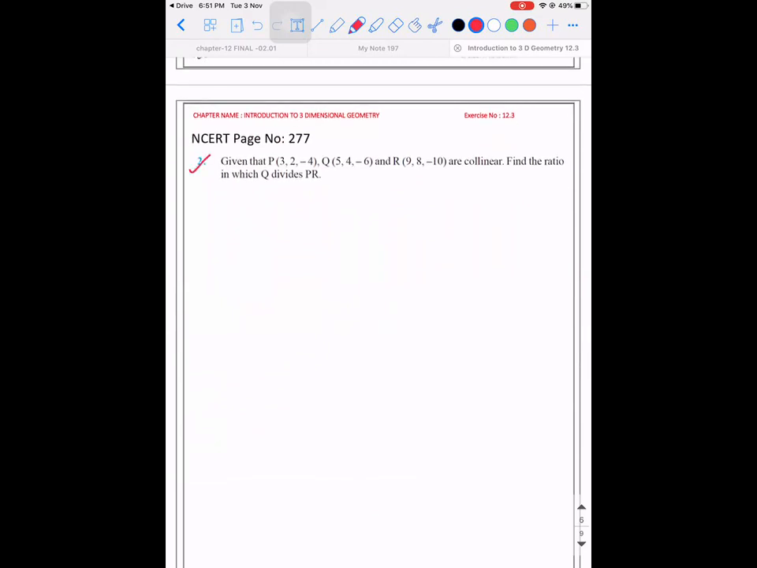Given that P(3, 2, -4), Q(5, 4, -6) and R(9, 8, -10) are collinear, find the ratio in which Q divides PR. Can you do this? So P is (3, 2, -4) and R is (9, 8, -10). This point is Q. If I take this as P and this as R, the ratio is lambda is to 1, and this point is (5, 4, -6).